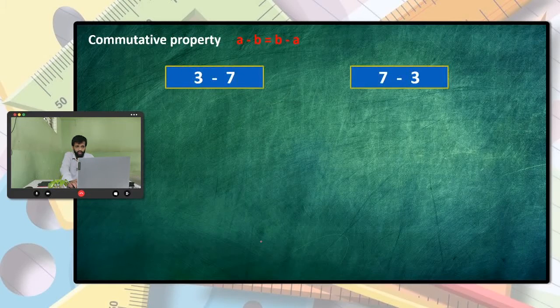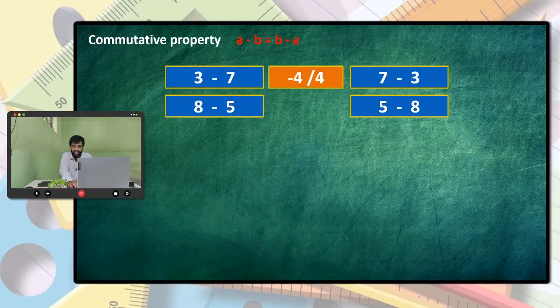Now let us try the same thing for subtraction. So commutative property: a subtraction b or b subtracted from a. When I do 3 minus 7, I get my answer as minus 4. But when I do 7 minus 3, I get my answer as positive 4. Both are integers, but they are different. Maybe this was the only case that was incorrect, so let us try some more examples to check that. 8 minus 5 is going to give me 3. And 5 minus 8 gives me negative 3. Again, two different integers.